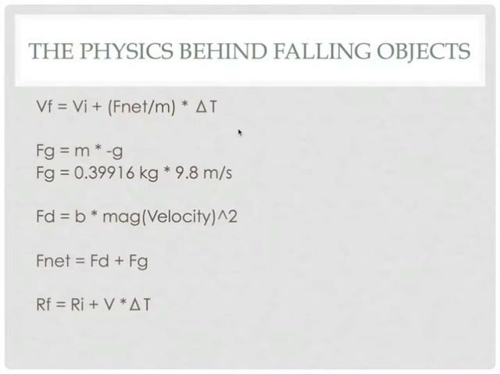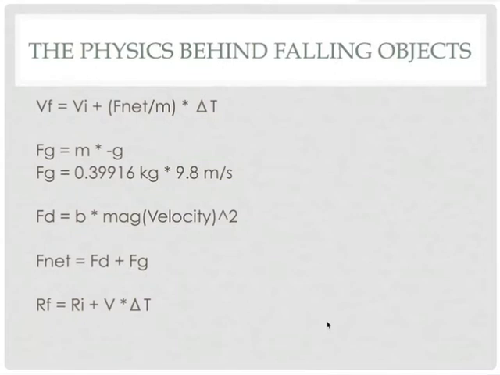To calculate drag, we chose to use turbulent drag rather than viscous drag, as turbulent drag is more accurate in this case. We represent it by Fd on this slide, and you can see it is b times the square of the magnitude of the velocity. B was calculated through empirical methods. It is important to note in this drag formula that as velocity increases, drag increases exponentially. The net force is modeled by the sum of the force of gravity and the drag force.